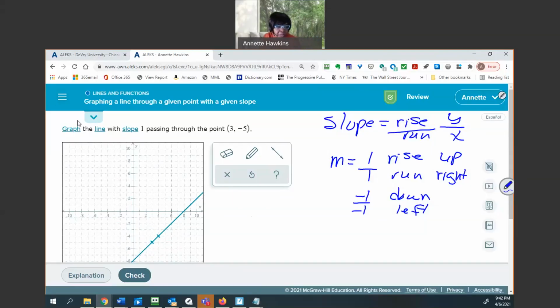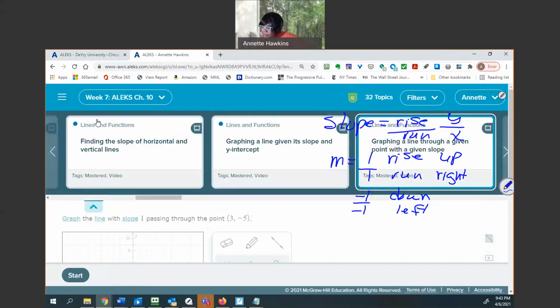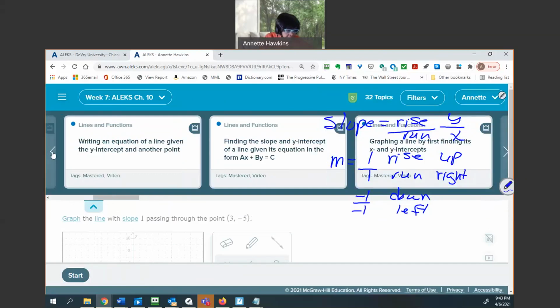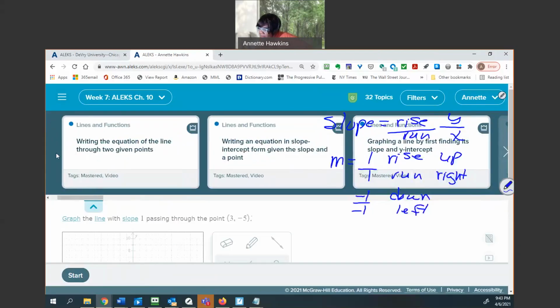Next, we want to find the slope and y-intercept of a line given the equation. So let's graph another line by finding the slope and the y-intercept. Let's continue graphing. Graph a line by finding the slope and y-intercept. Let's find the slope and the y-intercept.